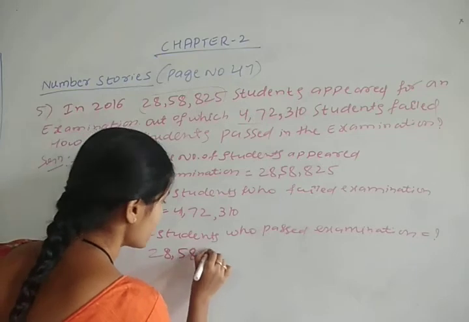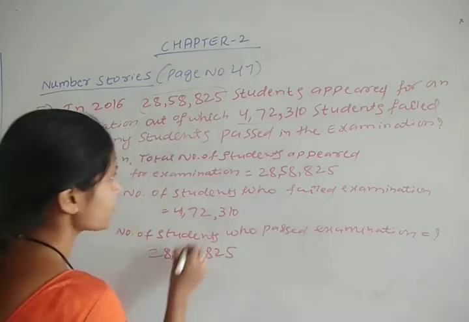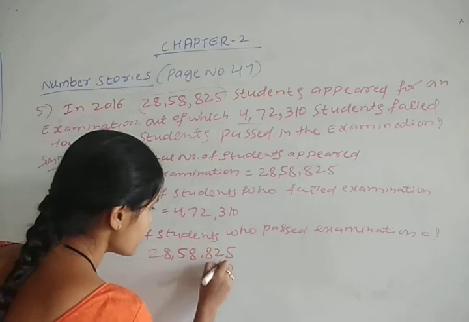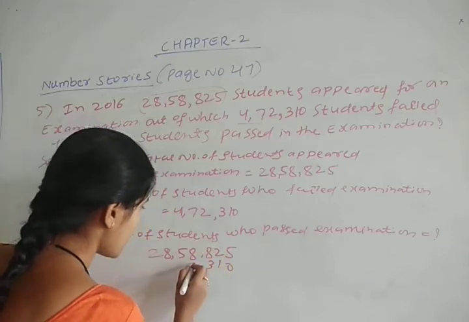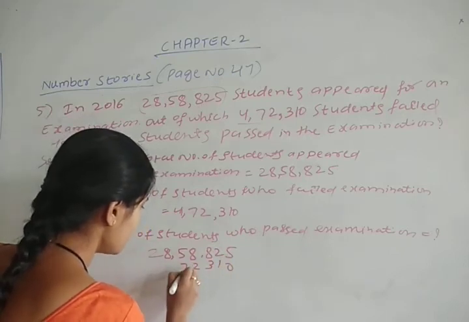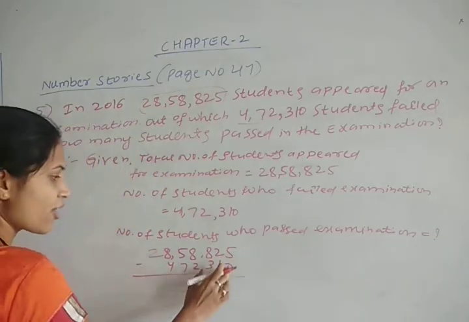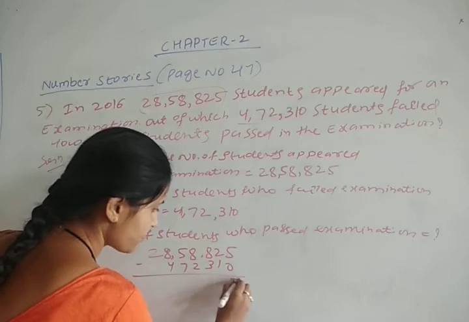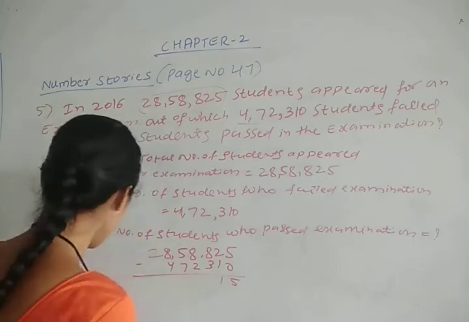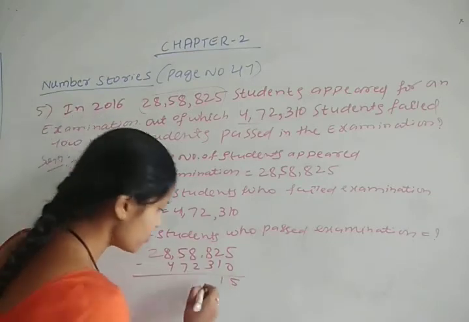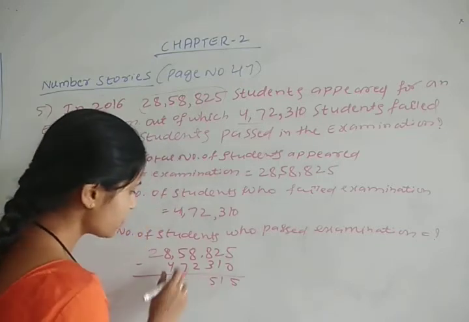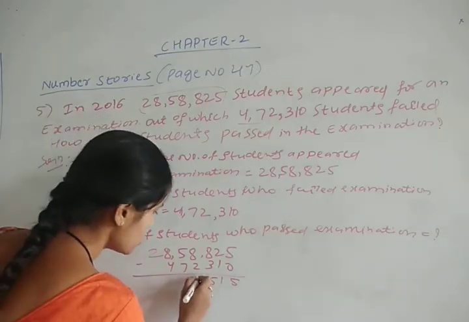825. I will subtract from this 4,72,310. Now let us subtract. Here 5 minus 0 is 5 only. 2 minus 1 is 1 only. Now 8 minus 3 is 5. Now 8 minus 2 is 3.